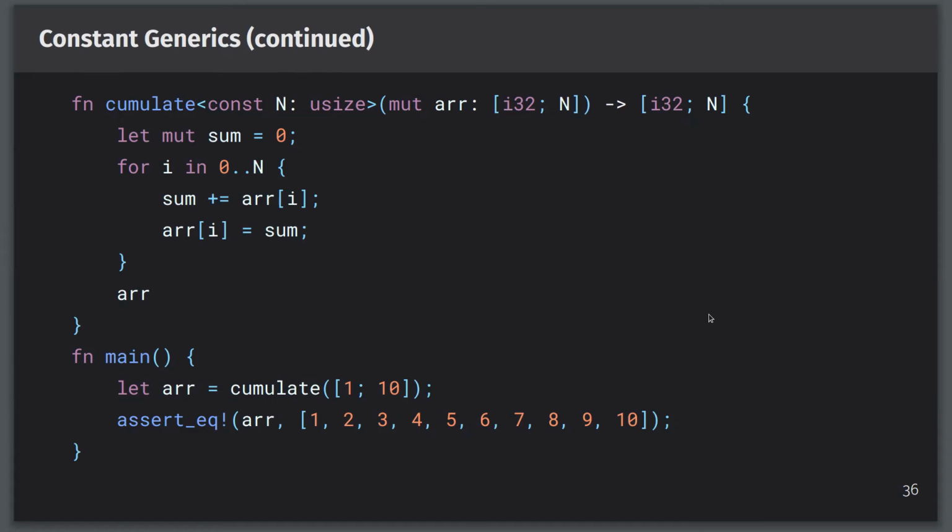So what this does is it creates a mutable i32 called sum, and then goes through all of the array, accumulates sum as it passes through, and also sets the value of the current index to sum. And so then you can say accumulate all ones, so 10 ones.